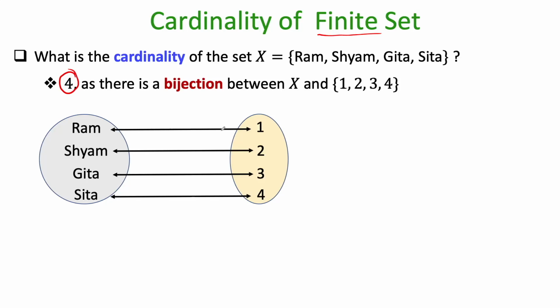But since there is a bijection between Ram, Shyam, Geeta and Sita and the set 1, 2, 3, 4, we can say that the cardinality of the set X is 4, because whichever element from the set X is mapped to element 1, that's the first element of set X. Whichever element from the set X is mapped to element 2, that's the second element of set X and so on. That's why the cardinality of this set X is 4.